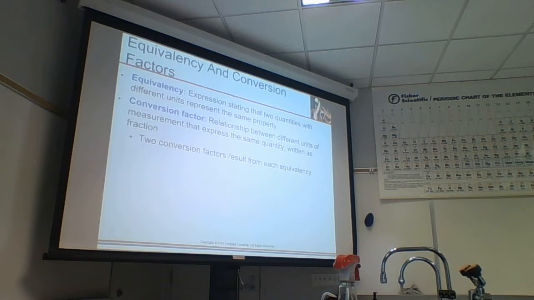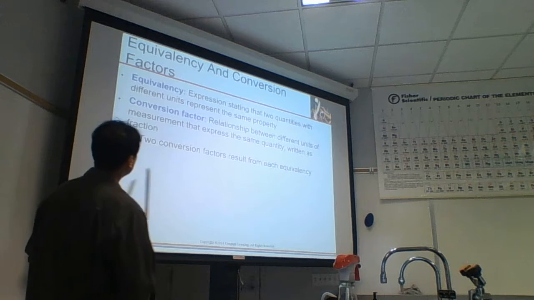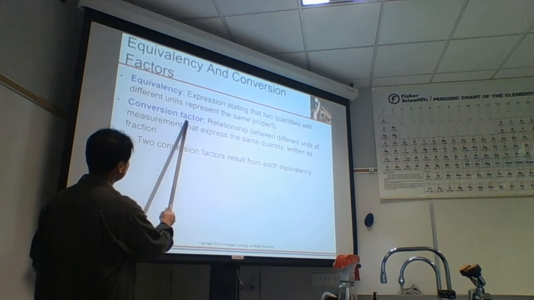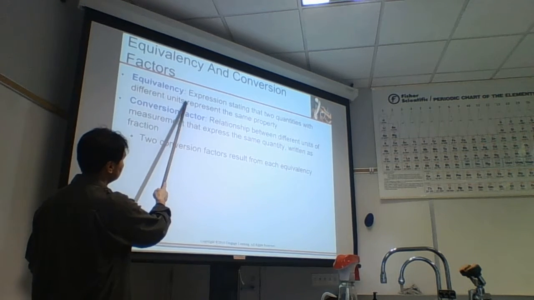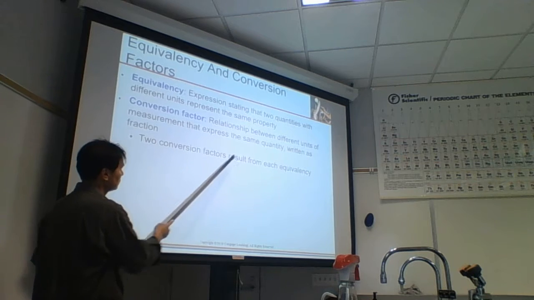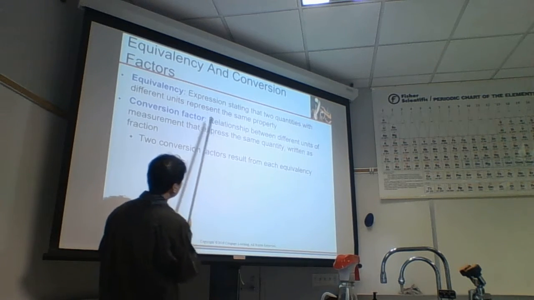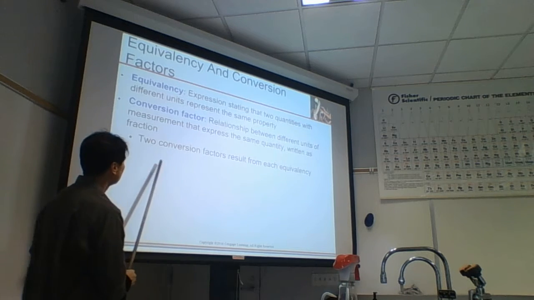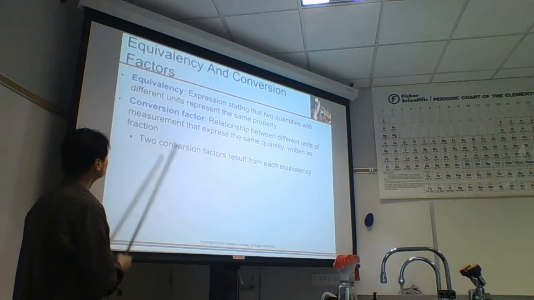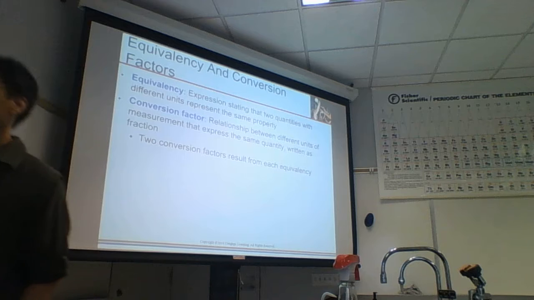All right, conversion factors are just equivalencies. They're just relating two quantities. That's what conversion factors are. Conversion factors are equivalencies relating two or more quantities. It doesn't even have to be two. We can relate more than two quantities, representing the same thing, the same property. So that's what we have here.